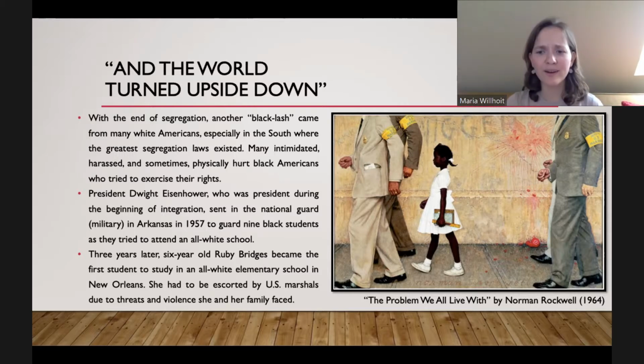And this was actually a very famous picture. It's actually a painting. It's based on a photograph of Ruby having to be escorted by the US Marshals. So that's where they are here. These are the US Marshals. This is her. She's walking. She's innocent. She's just a 6-year-old little girl. And there's a tomato trying to be thrown at her, and someone wrote a very horrible word. And you even see here the KKK.